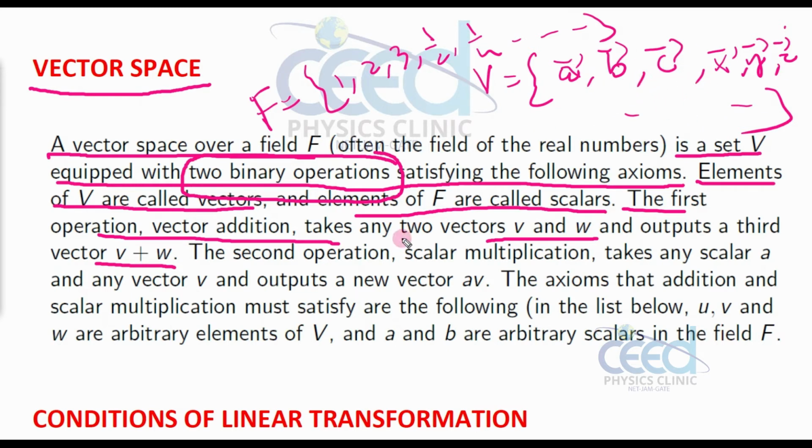And the second operation is scalar multiplication. If you multiply a constant, that is a member of F, where F is a set of scalars that we have already defined, with a vector v, you will get a new vector av. That will also be a member of this vector set. So these are the two binary operations, and now they have to satisfy the following axioms.